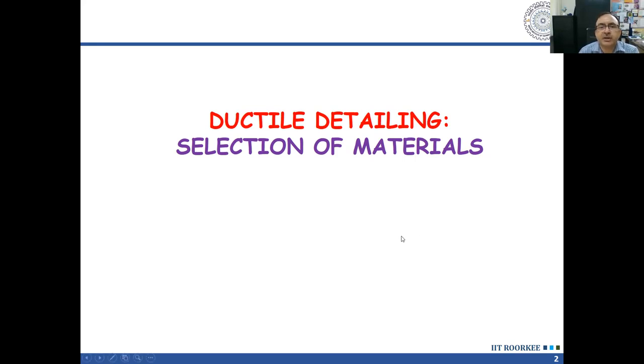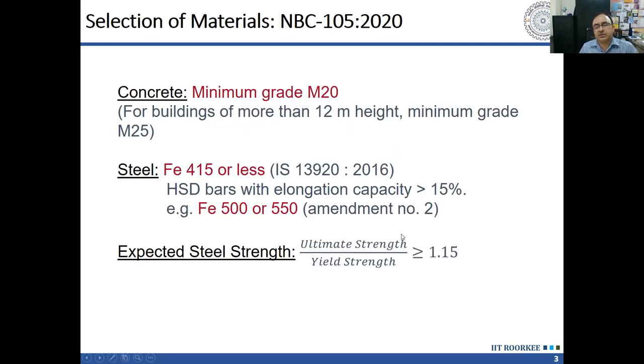So what is the source of ductility in our structure? The source of ductility is the material. In RCC structures, we have two materials, concrete and steel, so we should have the appropriate material. Codes provide criteria for selection of material. In case of concrete, the code says it should be M20 grade or more. That was there in IS 456 for long. This M20 criterion actually came not from ductility but from durability, to avoid corrosion, so that the concrete is not very porous.